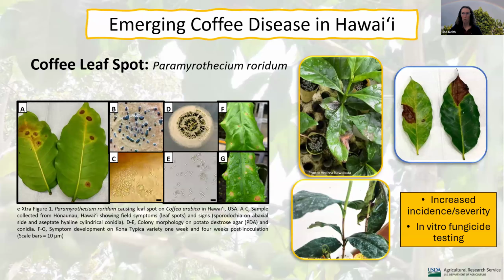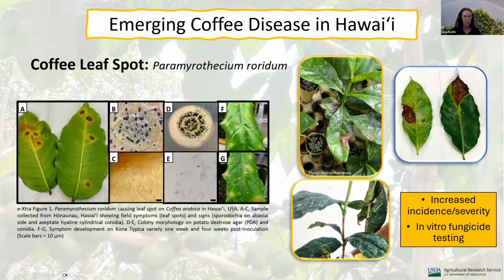And looking at some of the re-emerging, we also then found something emerging for the first time here, another coffee leaf spotter called Paramyrothecium roridum, which was found in more than one location in the field. That's what these pictures are here, and it particularly seems to have higher incidence and severity in the greenhouse. And these are the pictures that you're looking at here. So this was one of a first report for Hawaii.